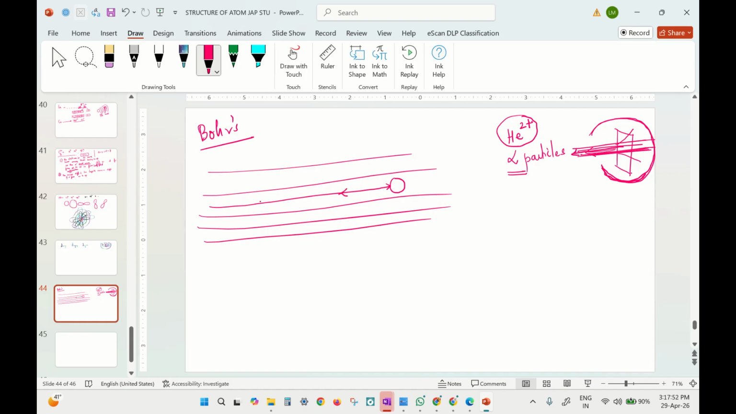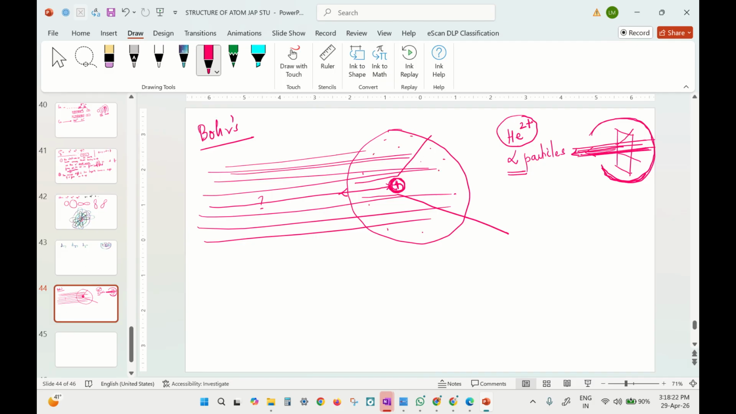So counting how many particles rebounded back, he predicted that the size of the nucleus is very, very small and it has the positive charge in it. Most of the alpha particles could travel straight and those which were moving very close got deflected. The number of deflections was also less. So that also gave the evidence that the nucleus is very small. Most of the region around the nucleus is empty and the electrons are present in that.